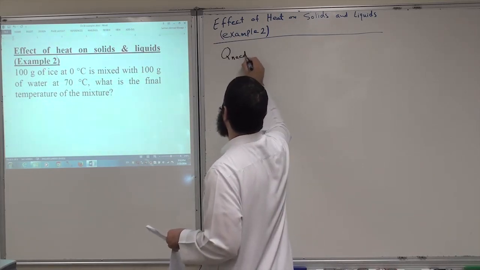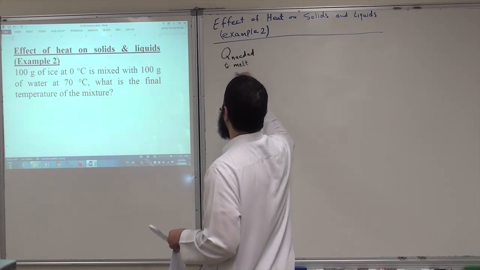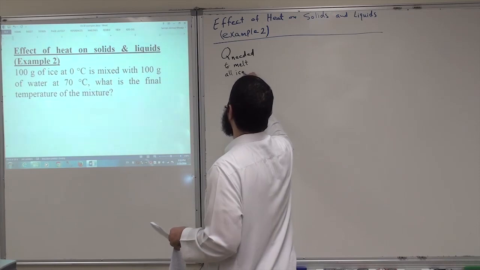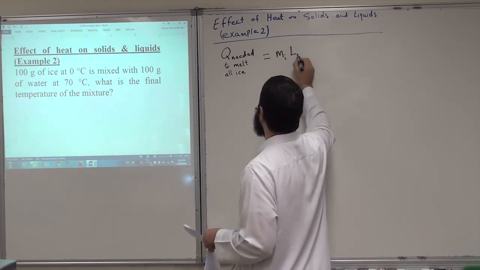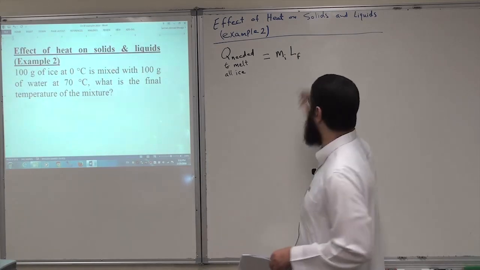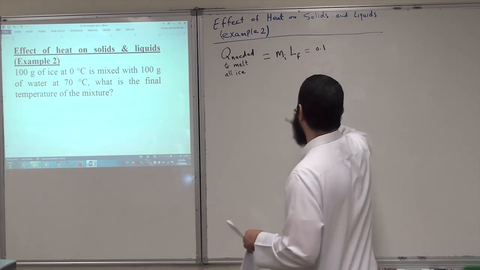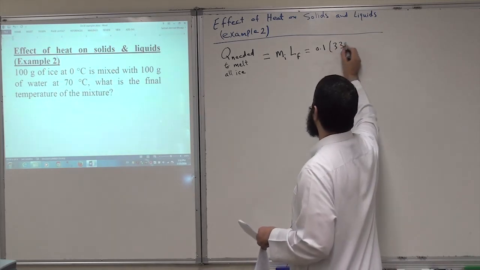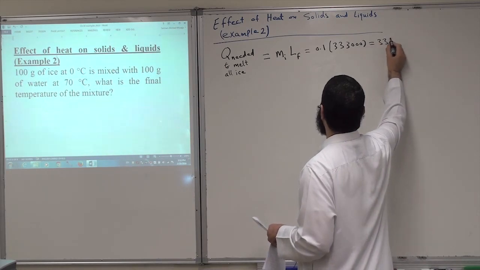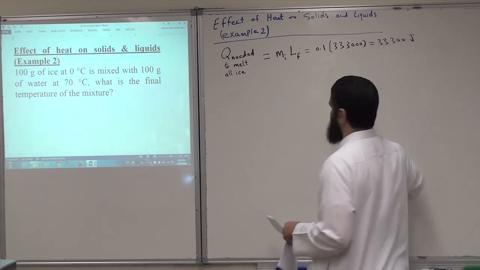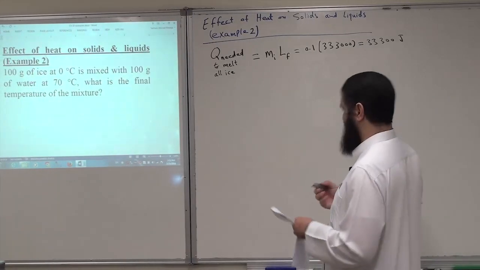The heat needed to melt all the ice will be the mass of ice multiplied by the latent heat of fusion. If you calculate this, it is 0.1, which is 100 grams, multiplied by 333,000, and this will be 33,300 joules. We need this much heat in order to melt all the ice.